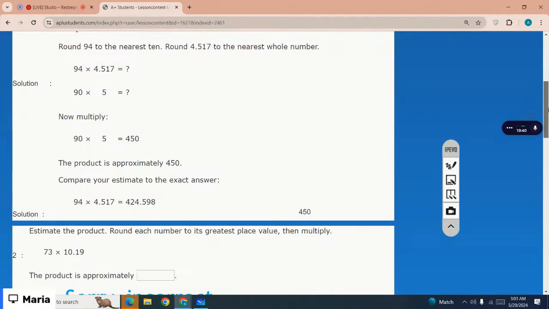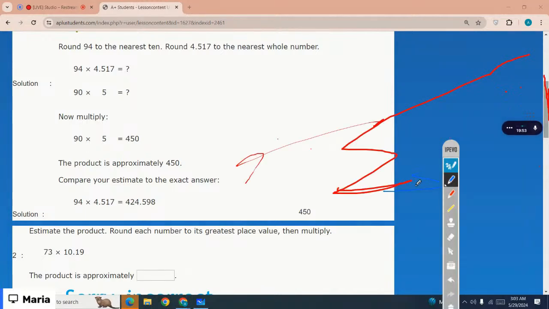94 is rounded off to 90 and 4.57 is rounded off to 5 because the very first number right after the decimal is 5, so you have to round it up to 5. So 90 times 5 is 450. So the correct option is 450.